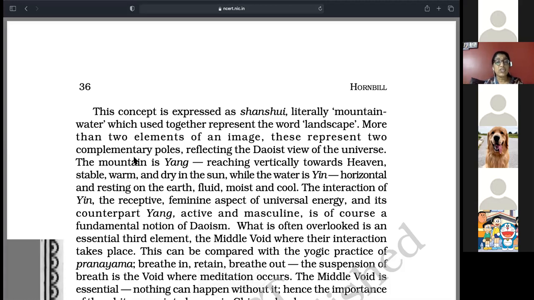More than two elements of an image, these represent two complementary poles, reflecting the Tao's view of universe. The mountain is yang, that is reaching vertically towards heaven. Stable means it is a symbol of stability, warm, dry in the sun, while the water is yin, horizontal, resting on the earth, fluid, moist and cool. The interaction of yin, the receptive feminine aspect of universal energy, and its counterpart yang, active and masculine, is of course a fundamental notion of Taoism.